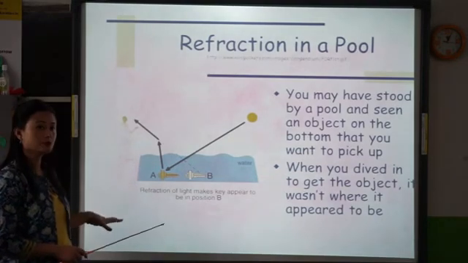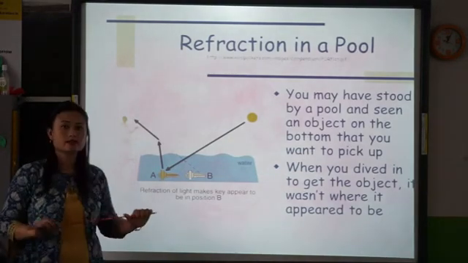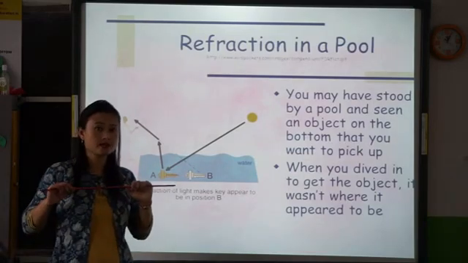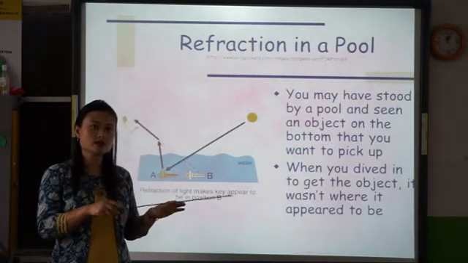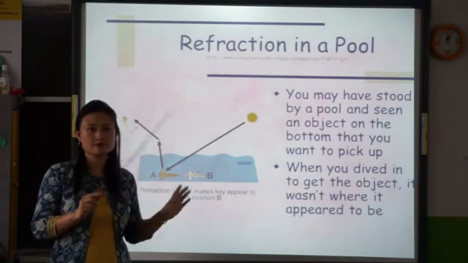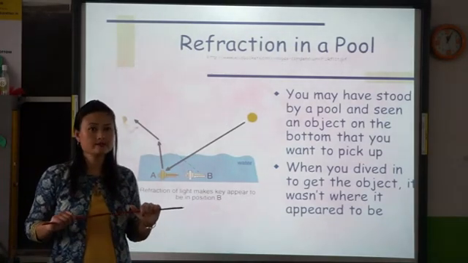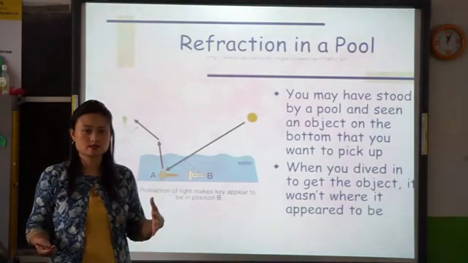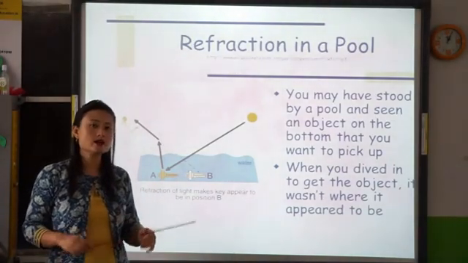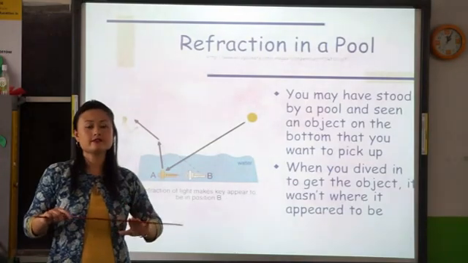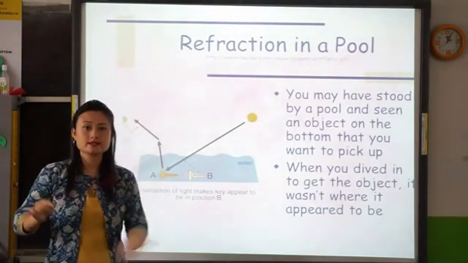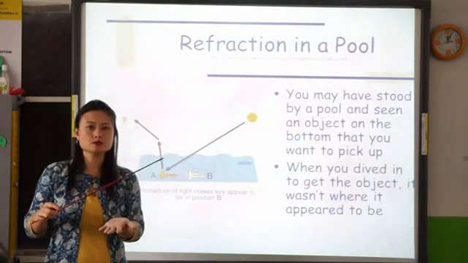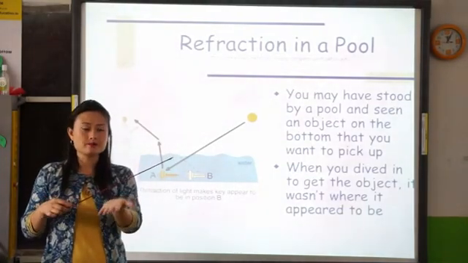Now refraction in a pool. The same way as I told you, the depth of the pool doesn't seem to be that deep when you see it from outside, and that's why they always mention the depth of the swimming pool, isn't it? Why? Because it's actually deeper than we see it. And why is it so? Again, it is the effect of refraction. The depth of the swimming pool seems to be lifted up.